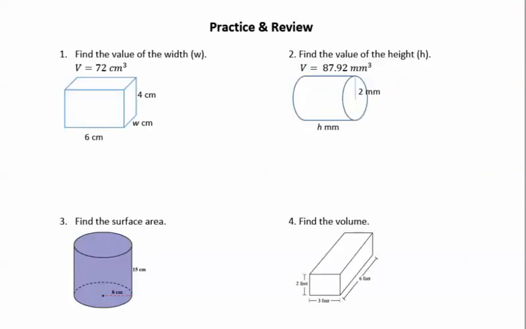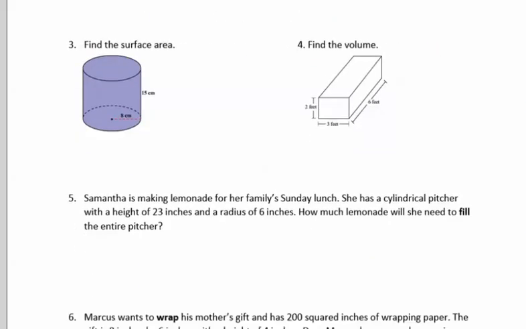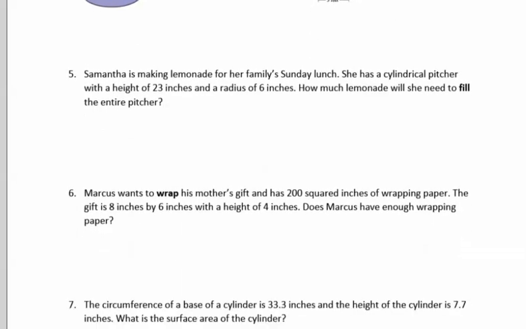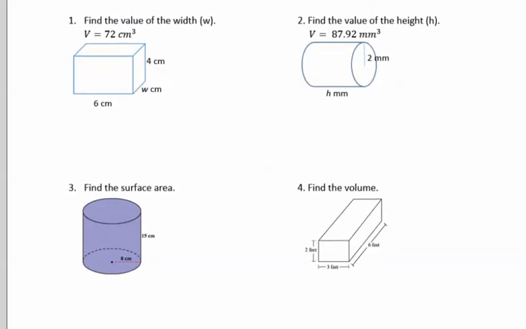The back, you're going to do 2 more, and then the rest is going to be a little review, so find surface area, volume, and then some more review. This one is going to be a little tricky. It'll make you think, but you got this. All right? Good luck.